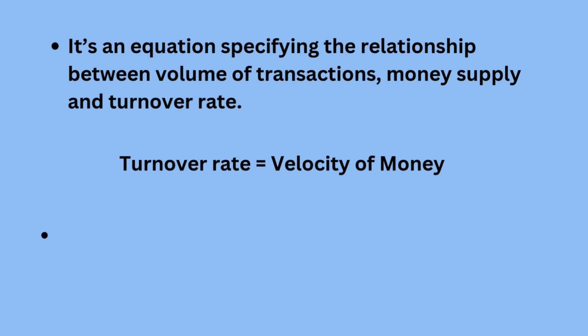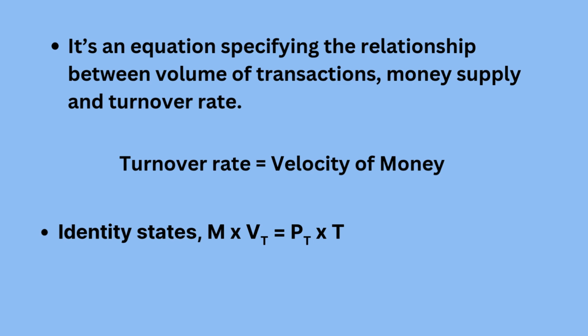This is also known as the velocity of money. The identity states that M into Vt is equal to Pt into T, or money supply into velocity at time period T is equal to the price at time T into the volume of total transactions during period T. The volume of transactions is roughly equal to aggregate output. Therefore, we can rewrite the identity as follows: M into Vt is equal to Pt into Y, or M into Vt upon Y is equal to Pt.